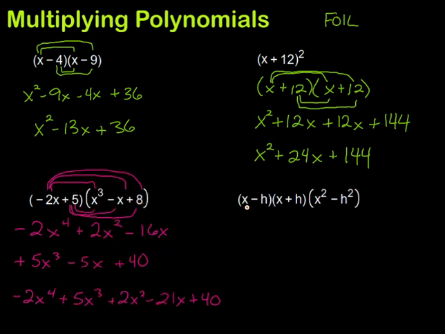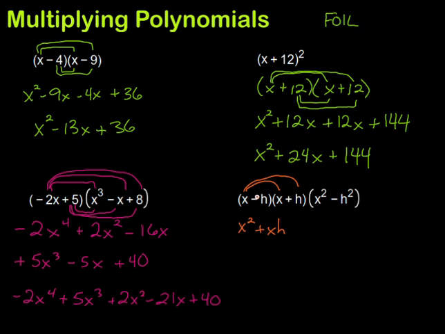For this last one, we actually have 3 binomials that we're going to multiply. It's the same basic idea. In this case, I think there's something special about these two, so I'm going to multiply those together first. So x, and I'm just going to think about it like distributing. Just take this term, multiply it by each term that's over here. So x times x is going to be x squared. Then we've got x times h, which is going to be plus x times h, like that.